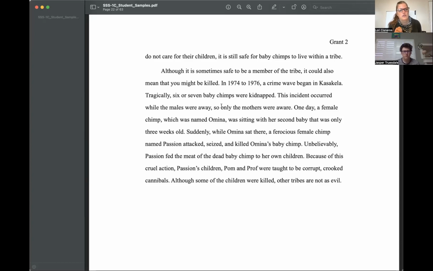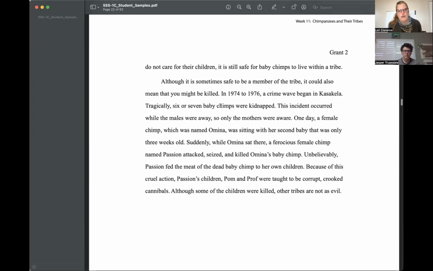Unbelievably, Passion fed the meat of the dead baby chimp to her own children. Because of this cruel action, Passion's children, Pom and Prof, were taught to be corrupt, crooked cannibals. Although some of the children were killed, other tribes are not as evil. So I wanted to give you this example so you can see where you're headed with this. As far as topic clincher, here they've got killed and tribes and tribe.